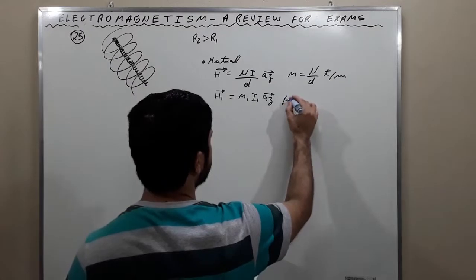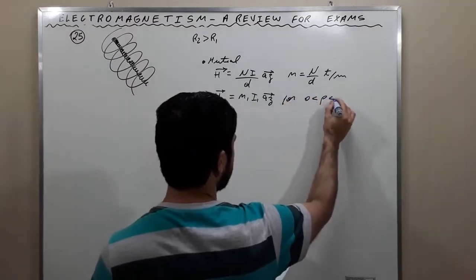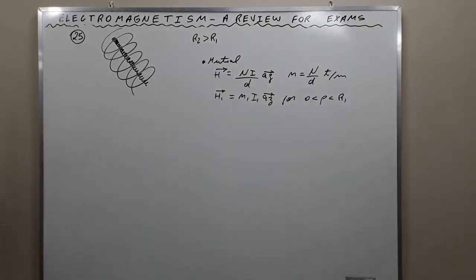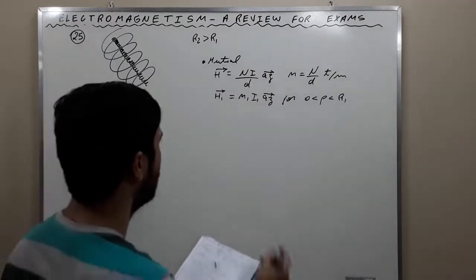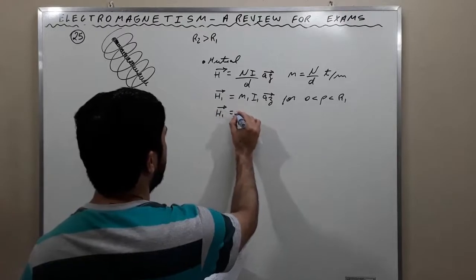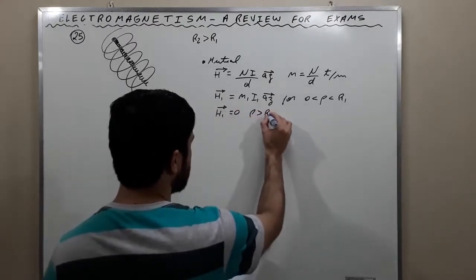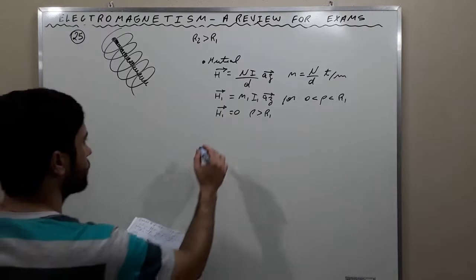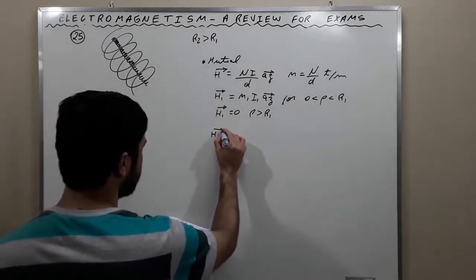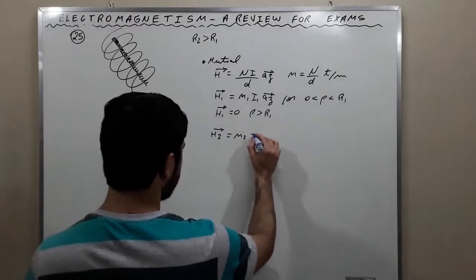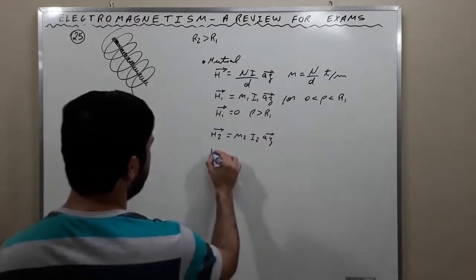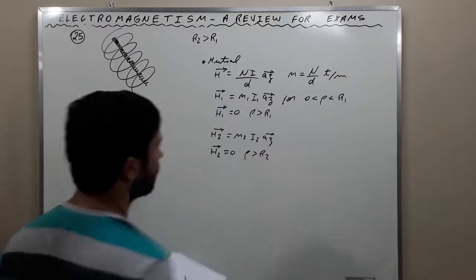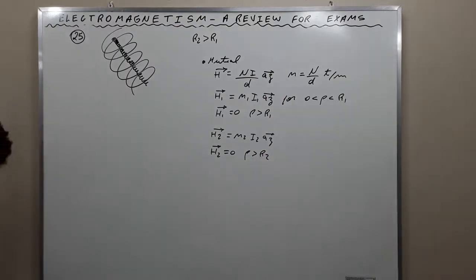This holds inside of the solenoid, and this is zero outside. And for solenoid 2, the same, and zero outside. Okay, we're going to use these expressions.